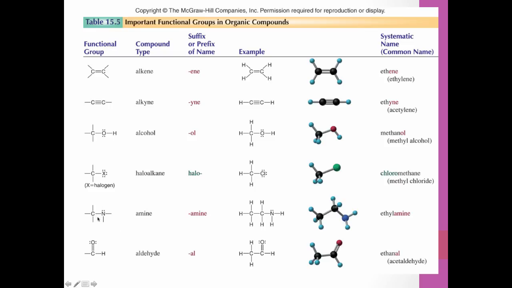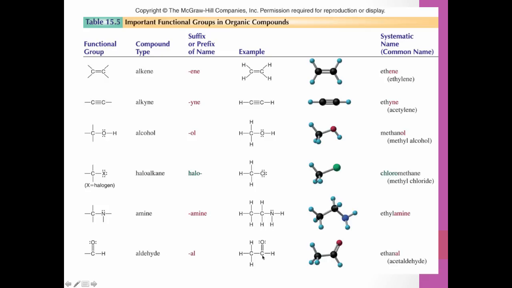Amines you will be responsible for knowing. Amines involve a nitrogen bonded to two hydrogens. So here, this is an amine or an amino group. This is ethylamine. We're going to talk about amino acids, and one of the functional groups on amino acids is this amine group.